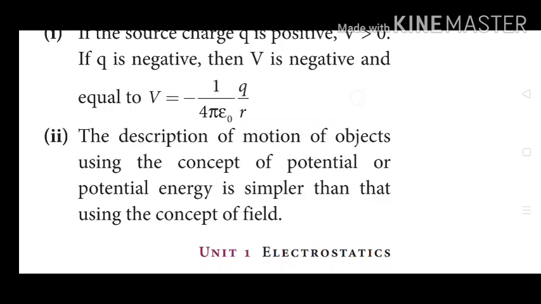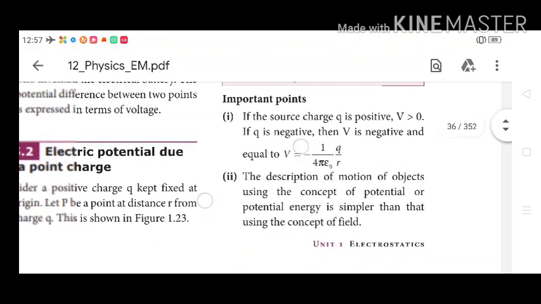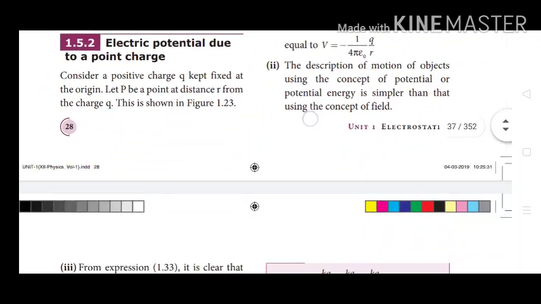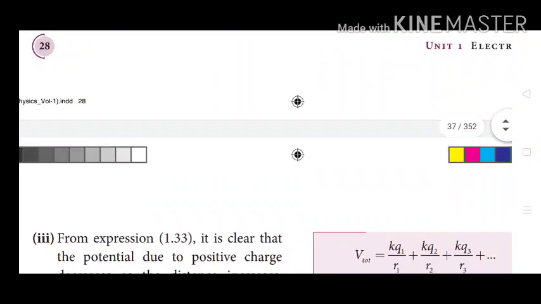The second point is that the description of motion of objects using the concept of potential or potential energy is very easy, simpler than using the concept of electric field. Then we are going to see the next topic of today.